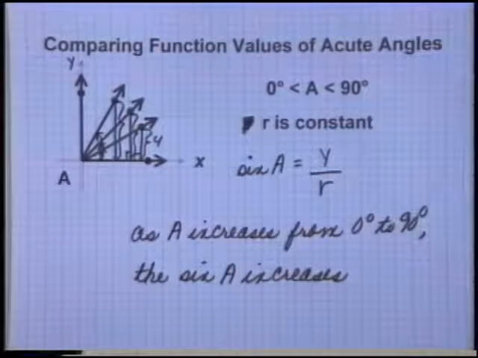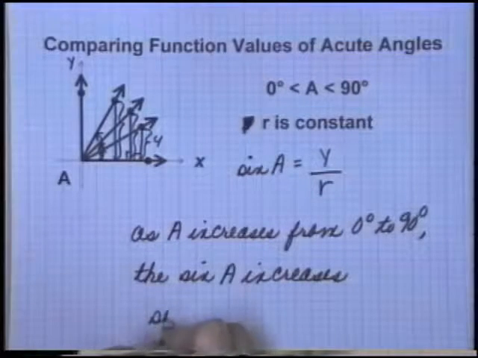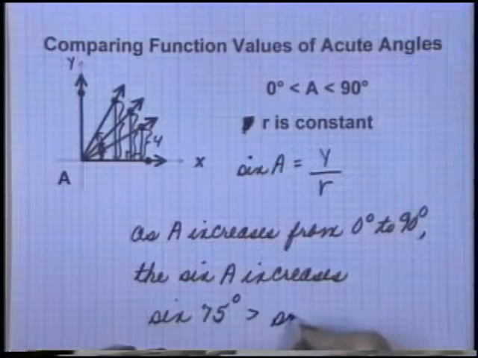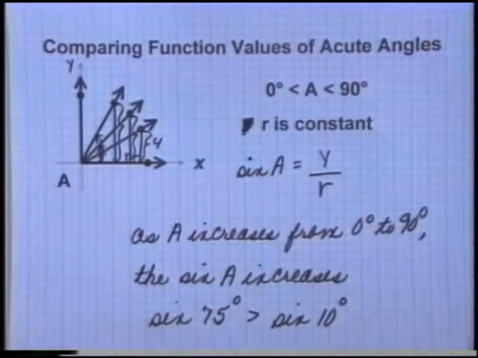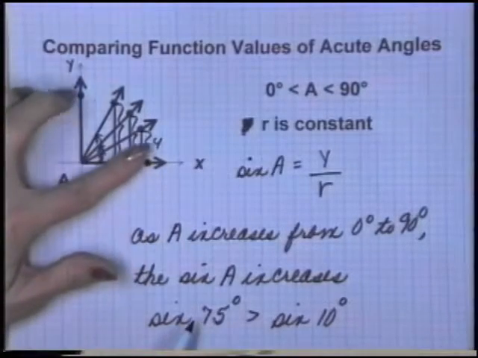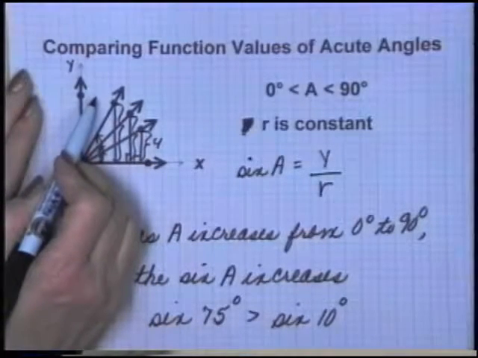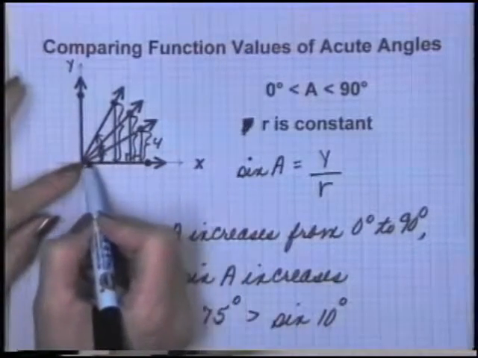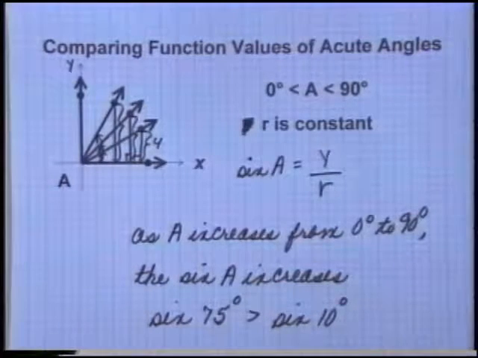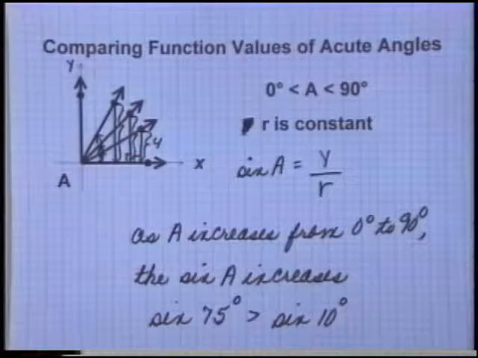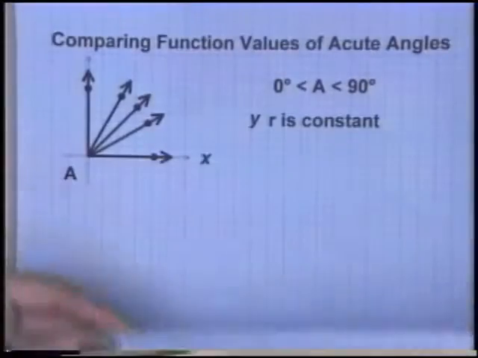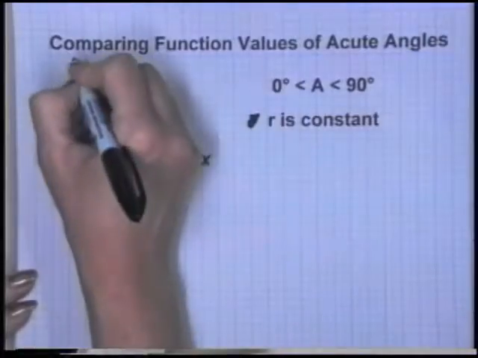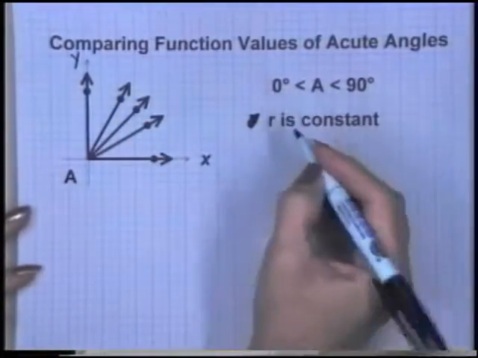Which means that if I find the sine of 75 degrees, it's going to be greater than the sine of 10 degrees, because for 75 degrees, which would be out here somewhere, its y would be larger than the y for a 10-degree angle. Let's look at the cosine. And once again, I've got this out of place. I'll just put it right there.